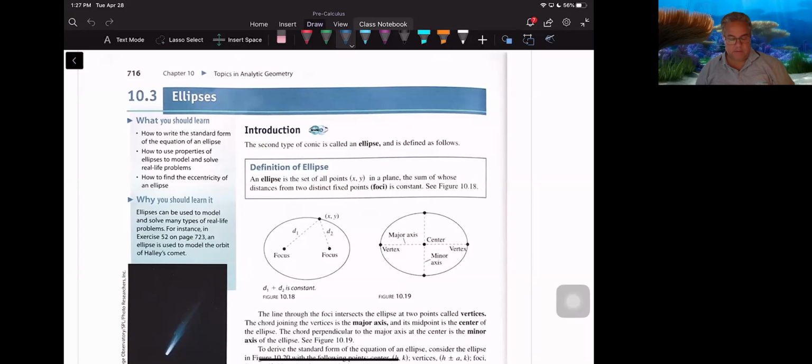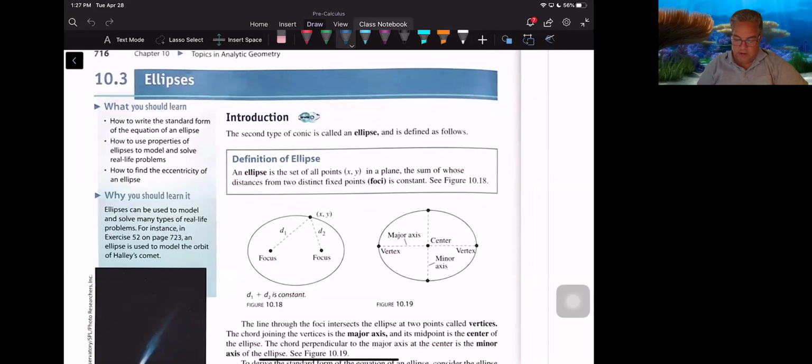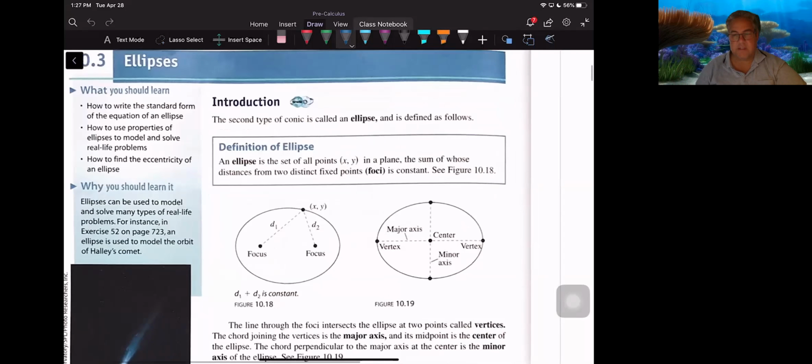Okay, this is 10.3, which is ellipses, right? And this is also a conic. We showed you, again, a picture. If you take a sheet of paper and slice a cone at an angle, it would form an ellipse. And so what we're going to do is talk about all the parts of an ellipse, how you draw an ellipse, and how you take an equation and extract all the information from it to understand where the ellipse comes from. All right, an ellipse is like an oval-like figure.